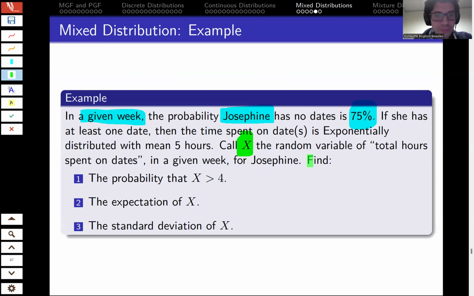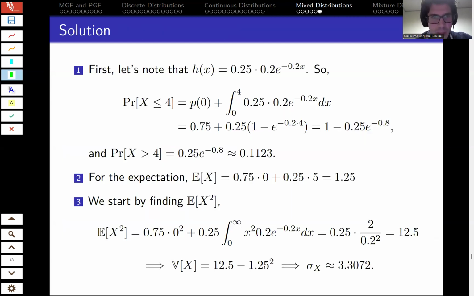Now, a few questions for you. Find the probability that x is bigger than 4. Find the expectation of x. Find the standard deviation of x. Sounds simple enough? Well, if so, take a moment, try to do those exercises, and then resume with the video. Do it, I'm serious. Now, in my case, I'll go to the solution.